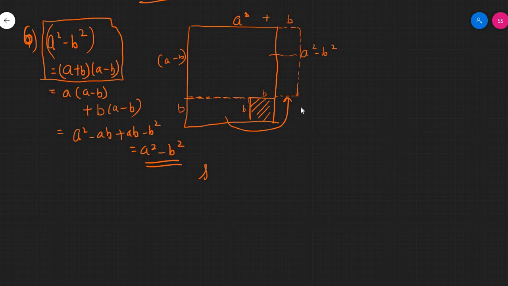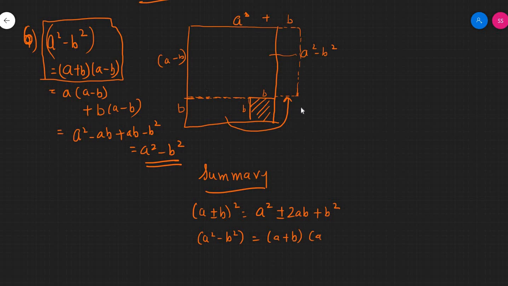Here is a summary of all that we have looked at so far. You have a plus or minus b the whole square is a squared plus or minus 2ab plus b squared, and a squared minus b squared is a plus b into a minus b.